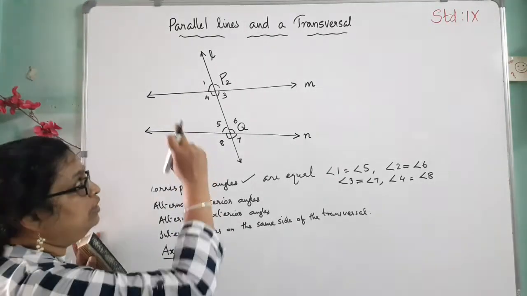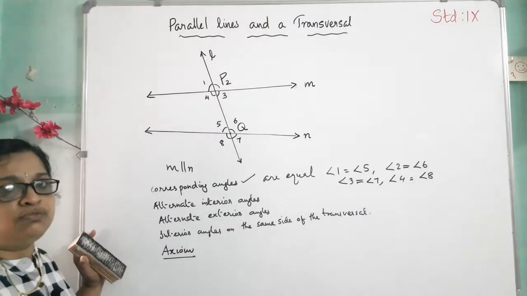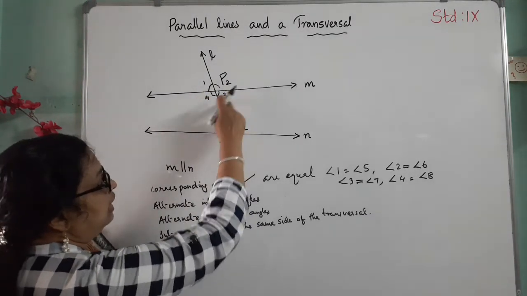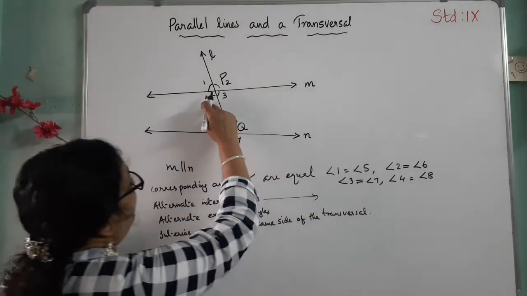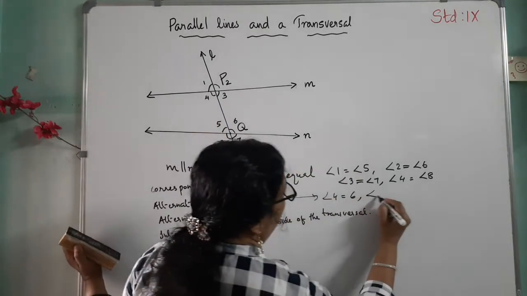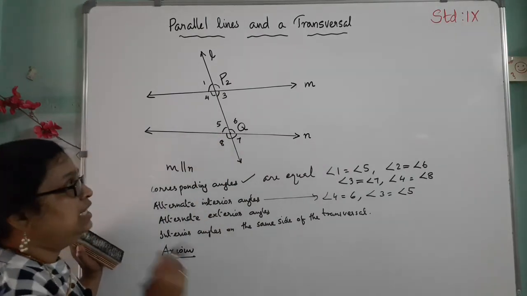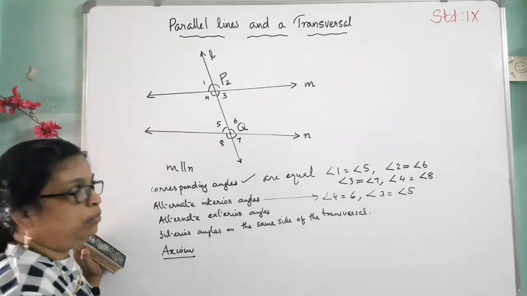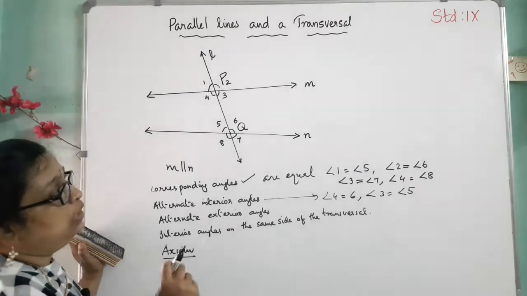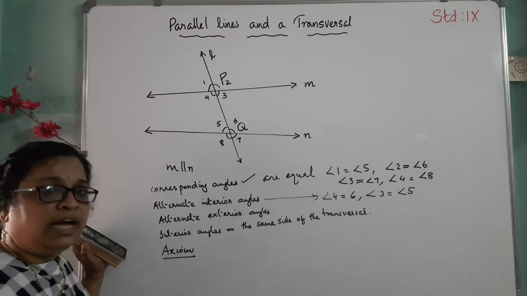Then another theorem, if a transversal intersects two parallel lines, then the alternate interior angles formed are equal. Here alternate interior angles are 4 and 6, 3 and 5. So this implies angle 4 equal to angle 6, angle 3 equal to angle 5. That is, if a transversal intersects two parallel lines, each pair of alternate interior angles formed are equal. The converse is also true. That is, if a transversal intersects two lines, and each pair of alternate interior angles formed are equal, then the two lines are parallel.